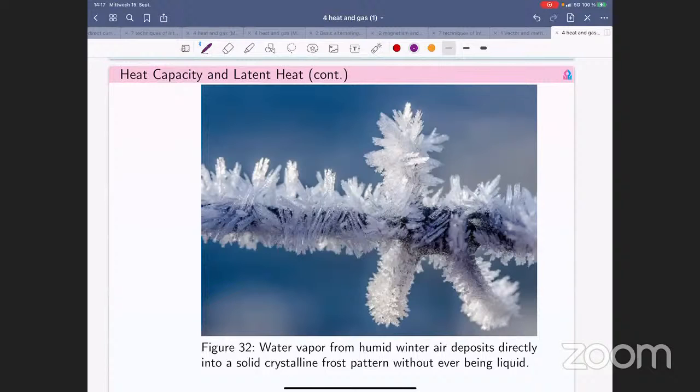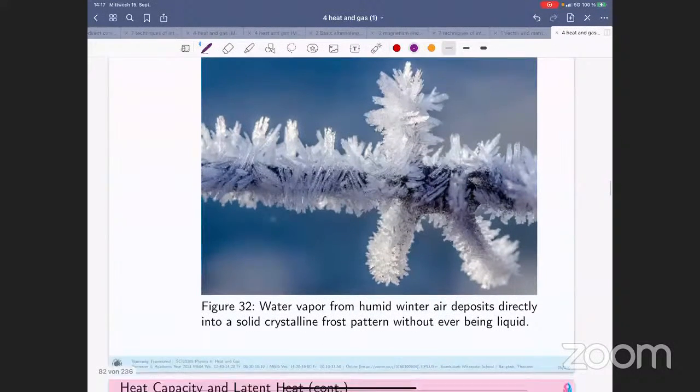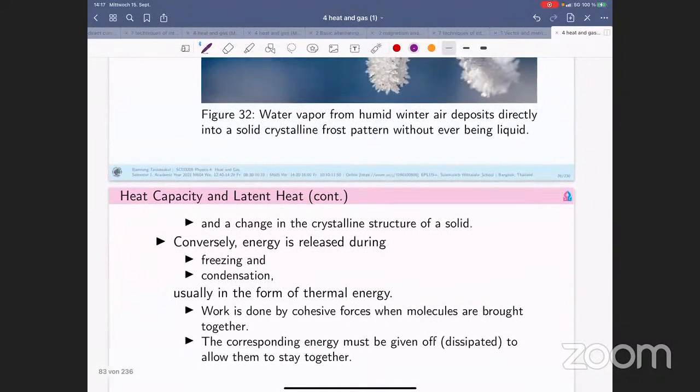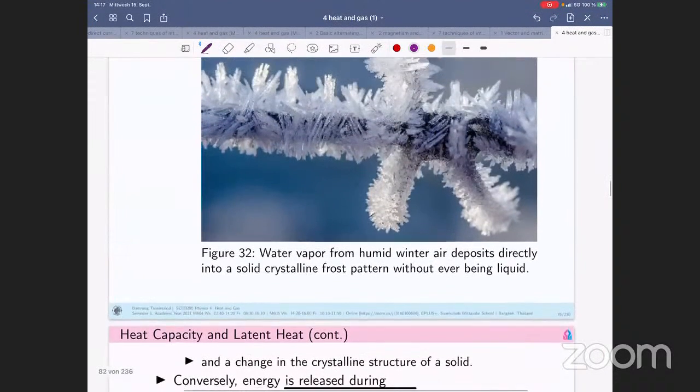Water vapor from humid winter air deposits directly into a solid crystalline form without ever being liquid. The vapor can also be transformed into ice, like crystals of ice, a kind of snow. But it's not snow, it's like snow, without first being in liquid form. That's also possible if you live in a very cold country, but it would not take place in Thailand.